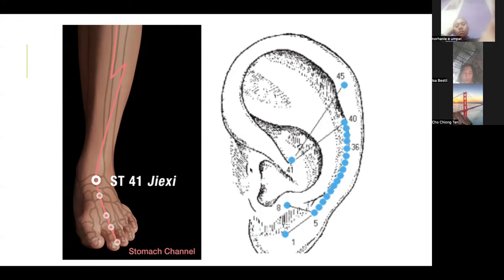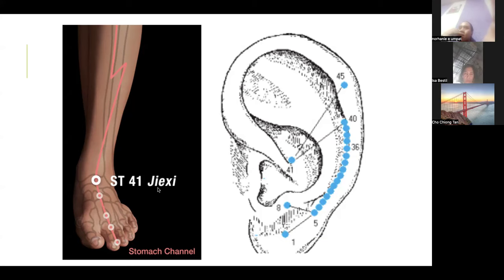So as practitioners, I think we are already familiar with the fact that you should always start with the distal points, no? So you already have spleen 5, GB40, and stomach 41. So for spleen 5, it doesn't matter where the pain is located. Okay? Whether it's gallbladder or stomach channel, you can still use spleen 5.